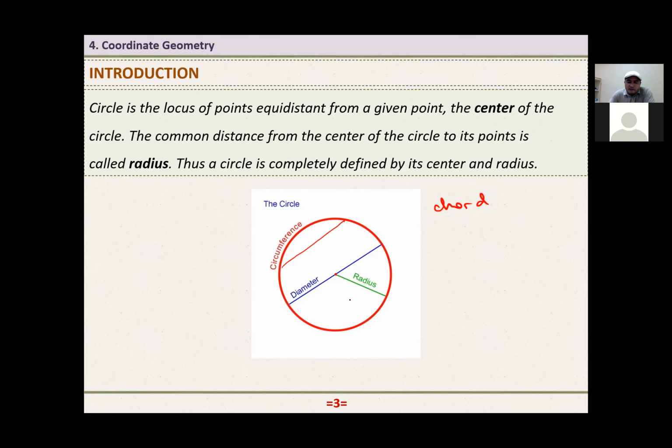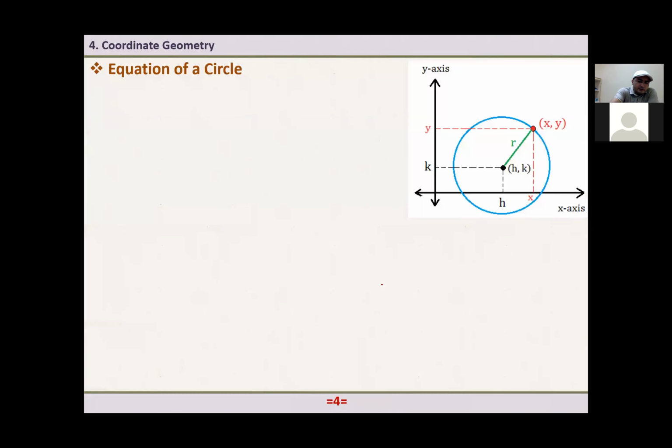After that, we can find the circumference or area. But if we introduce two lines here, one a horizontal line and the second a vertical line, those are actually our x-axis and y-axis.